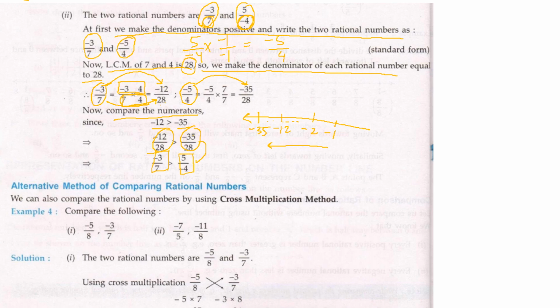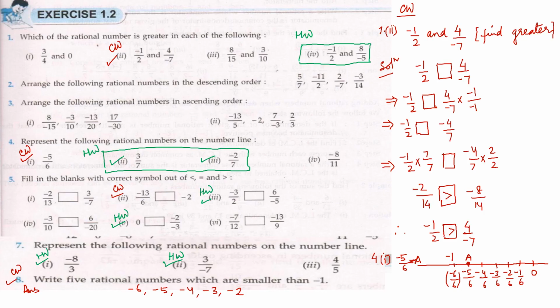One more alternate method is also there, cross multiplication, and you can use it if you want. Otherwise, finding the LCM is easy because it also helps in doing ascending and descending order. Now we will do some of the questions from exercise 1.2 as classwork, and some are given as homework. Please do them properly, neatly and regularly.